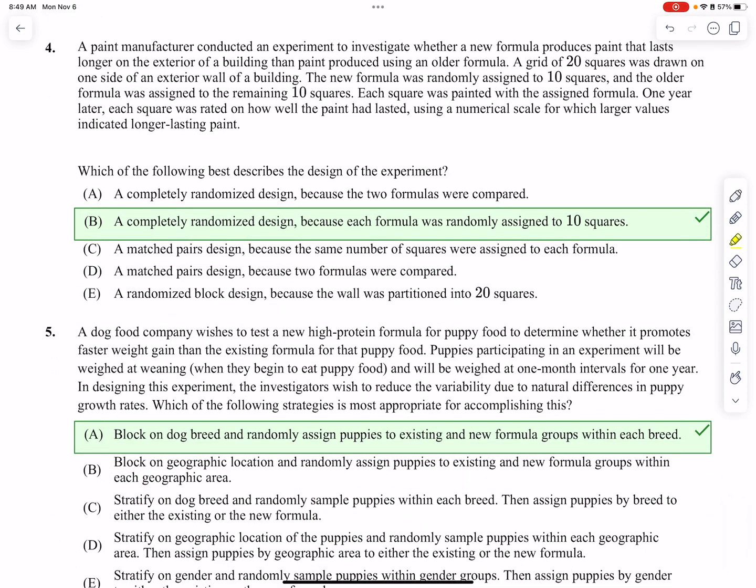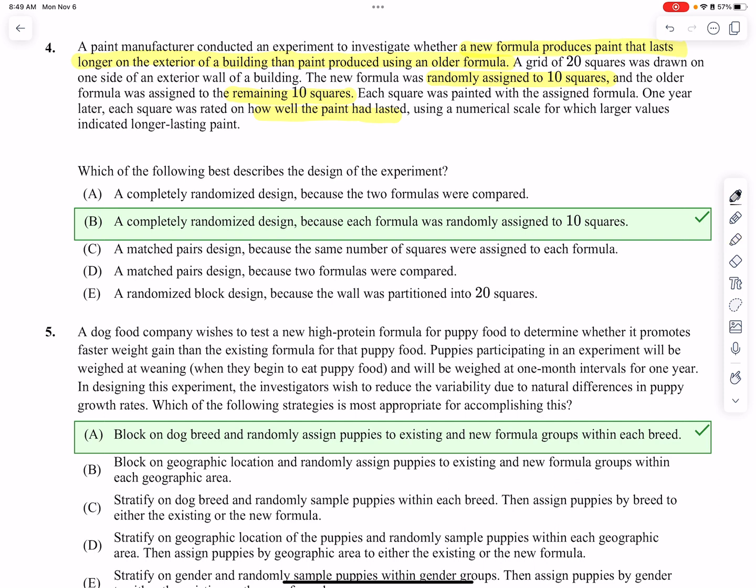Okay, number 4, a paint manufacturer conducted an experiment to investigate whether a new formula produces paint that lasts longer on the exterior of a building than paint produced from the older formula. So new versus old. A grid of 20 squares was drawn on the exterior wall of a building. The new formula was randomly assigned to 10 squares, and the older was randomly assigned to the other 10 squares. Each square was painted by the assigned formula. 1 year later, each square was rated on how well the paint lasted using a numerical scale, which was larger for indicated lasting paint. Which of the following best describes the experiment?